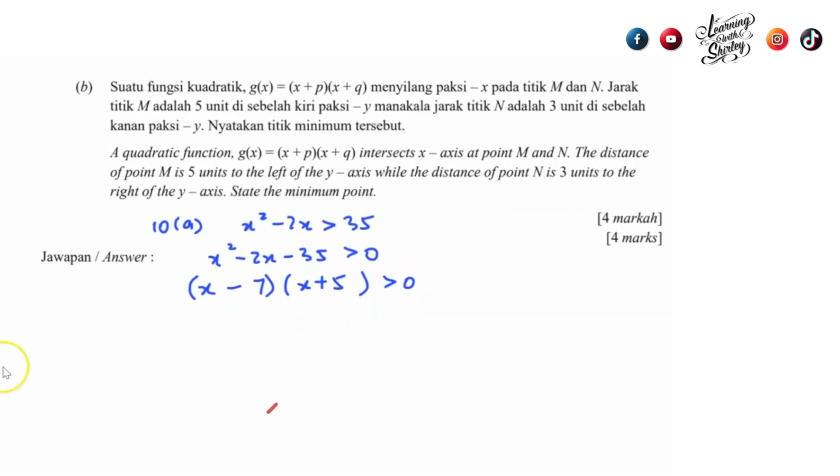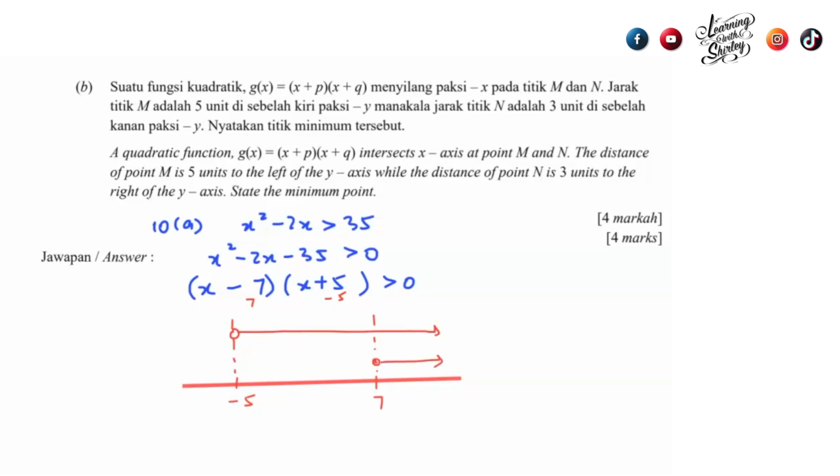How to draw a number line? Draw a line, and then from here we have -5 and 7. We have -5 on the left and 7 on the right. We divide it into 3 columns. When x is more than -5, it will be here, going to the right. When it's more than 7, it is here.